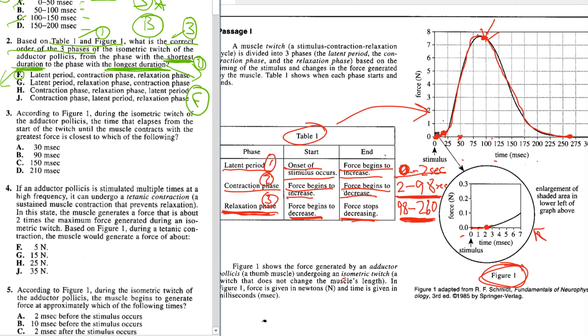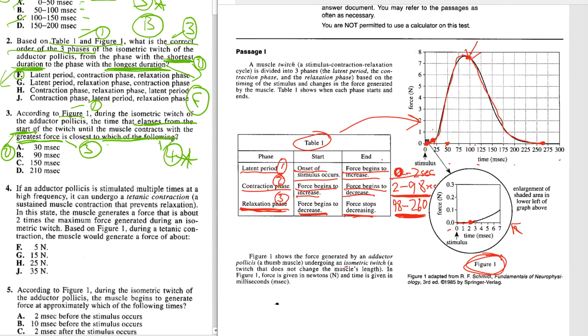Latent, contraction, relaxation. Okay. According to Figure 1, during the isometric twitch of the thumb muscle, the time that elapses from the start of the twitch until the muscle contracts with the greatest force is closest to which of the following? All right, step 1, find Figure 1. The time that elapses from the start, we have to find the start, until the muscle contracts with the greatest force. We have to find the greatest force and then find which of the following. So what's the value of it? That's 4 is our answer.